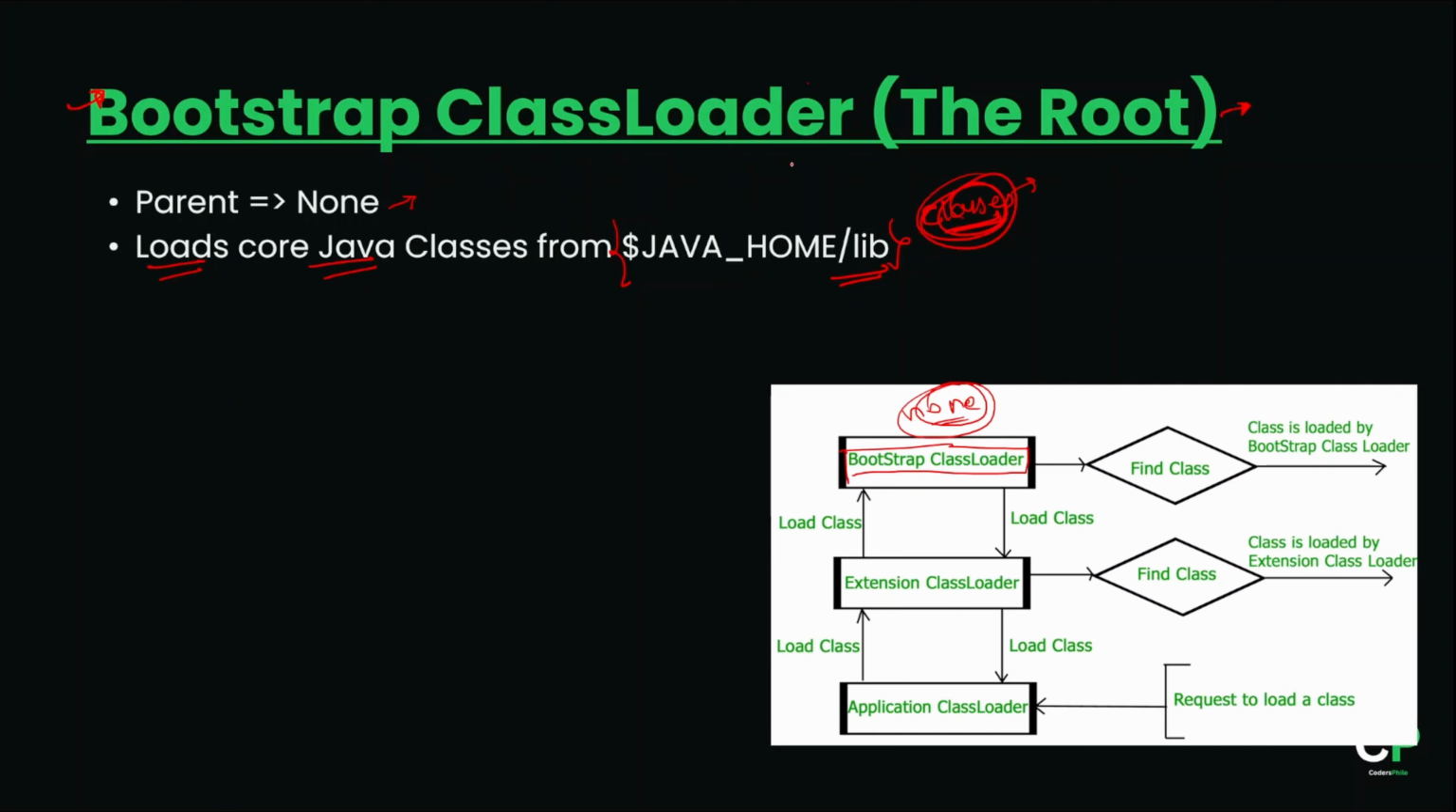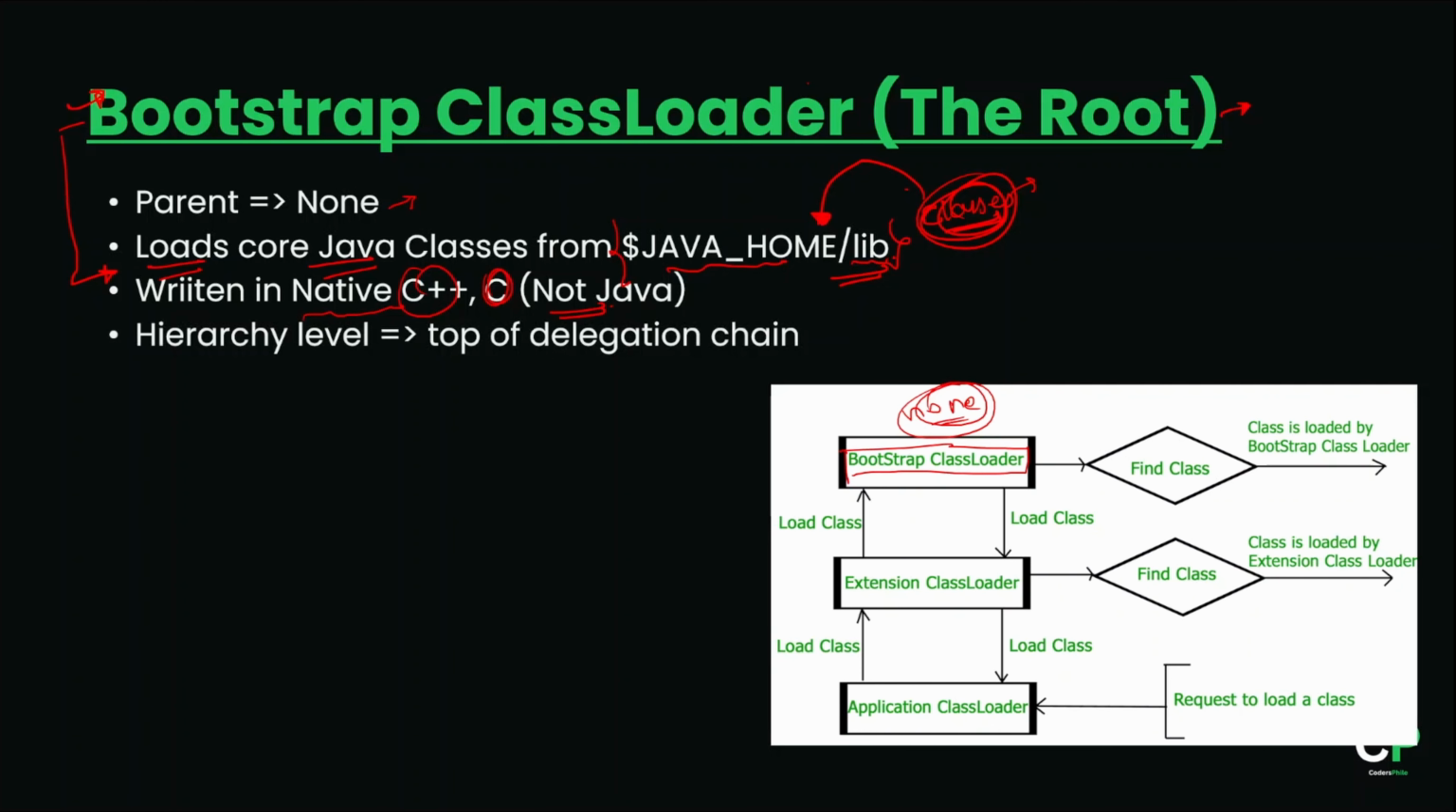And where are these classes stored in our system? These classes are stored on the disk in this path, Java home/library. This Bootstrap class loader is not written in Java. It is written in a native language like C or C++. At the hierarchy level, it is the top of the delegation chain, and there is no class loader above it. It is the root.